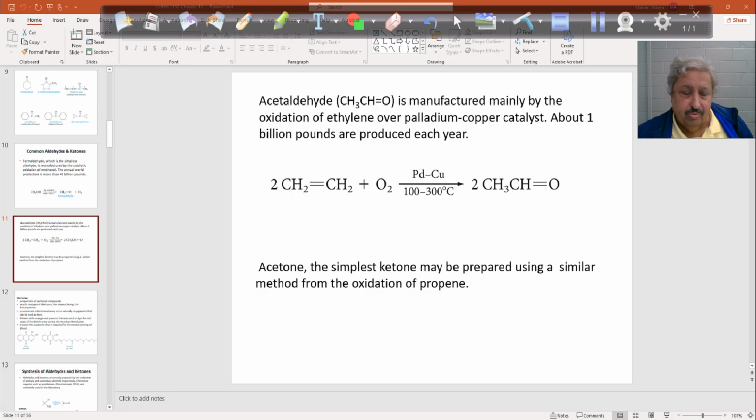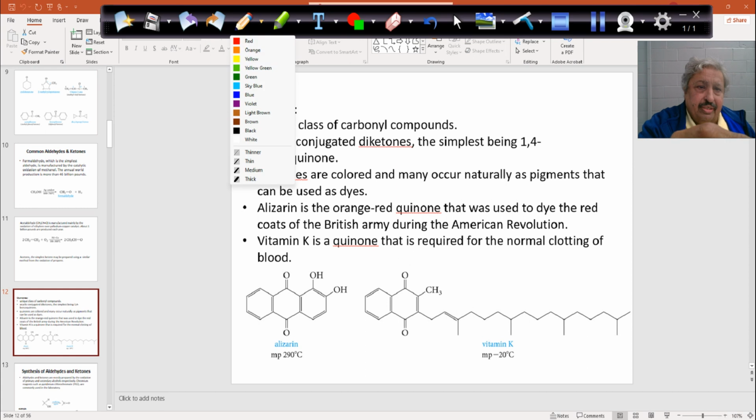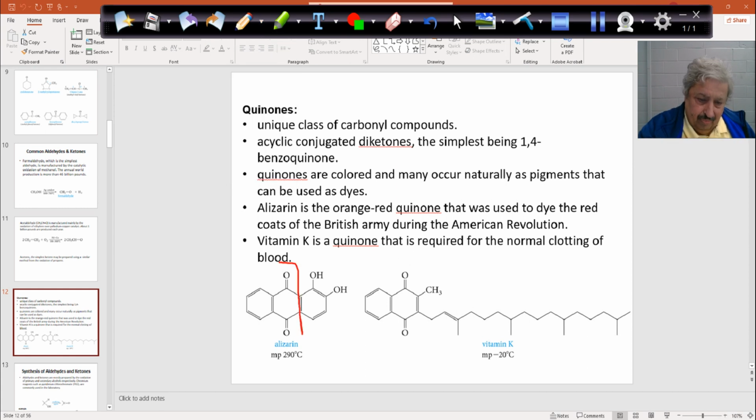Next we'll see the ketones. You see the ketones here? That's the structure of a ketone. This is the structure of the ketone. Can you see it? That's the ketone.